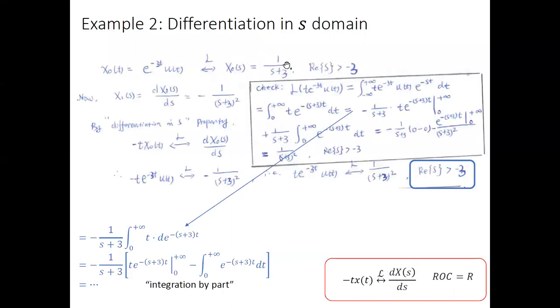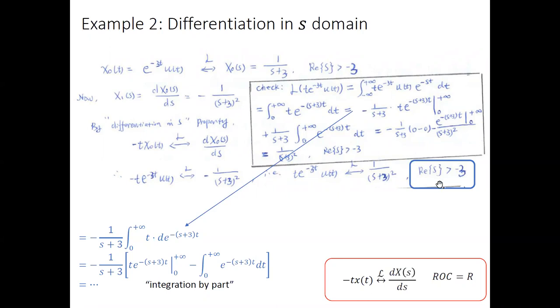So we just take the derivative over s for the right-hand side. The derivative of 1 divided by s plus 3 is minus 1 divided by (s plus 3) squared. But this expression is for the Laplace transform of minus t times the original signal x0(t), right? Because look at here, minus t. And what we want to obtain is t times e^(-3t) u(t). So the minus sign needs to be moved to the right-hand side, which cancels the minus sign the derivative already has. So the result is plus 1 divided by (s plus 3) squared. This is the result. And the region of convergence is the same as the original signal, so real part of s larger than minus 3.